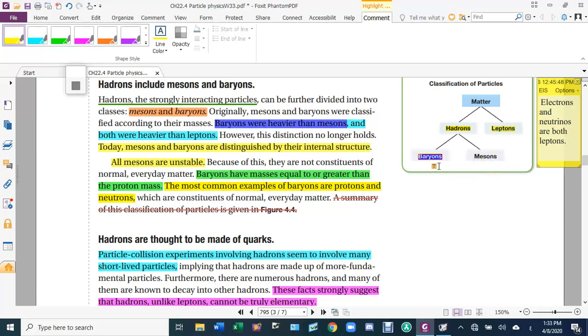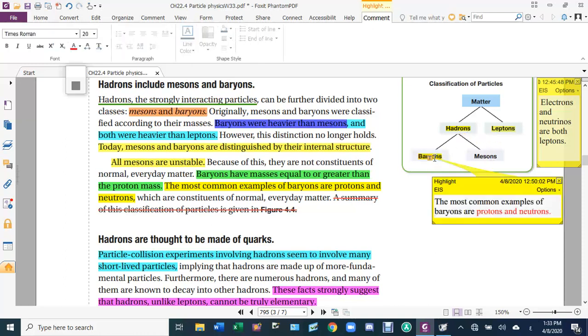Baryons have masses equal to or greater than the proton mass. It's approximately equal to the proton mass. And the most common examples of baryons are protons and neutrons, which are constituents of normal, everyday matter.